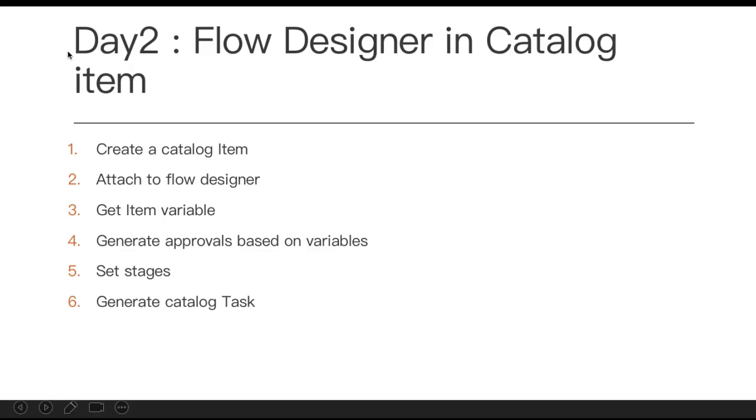So for that, what are the steps we are going to do? We are going to take 6 steps. The first step is that we are going to create a simple catalog item and then attach this flow designer to the particular catalog item. Then we'll get the catalog item variable and based on certain conditions we are going to generate some approvals. We are going to set the stages and then finally generate a catalog task. Once that catalog task is completed, we are going to end this flow designer. So this is our task today. So let's go to the ServiceNow instance and complete this task.